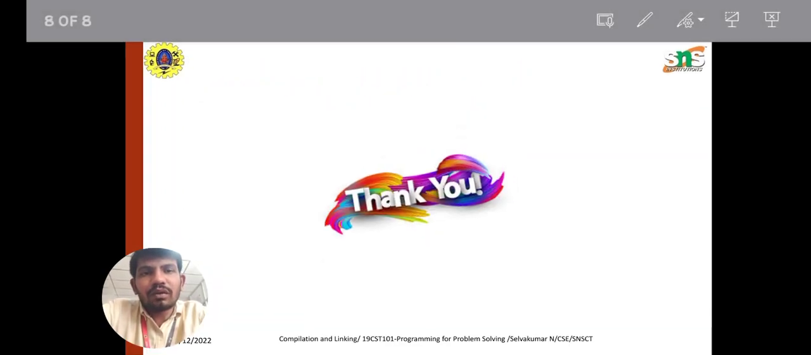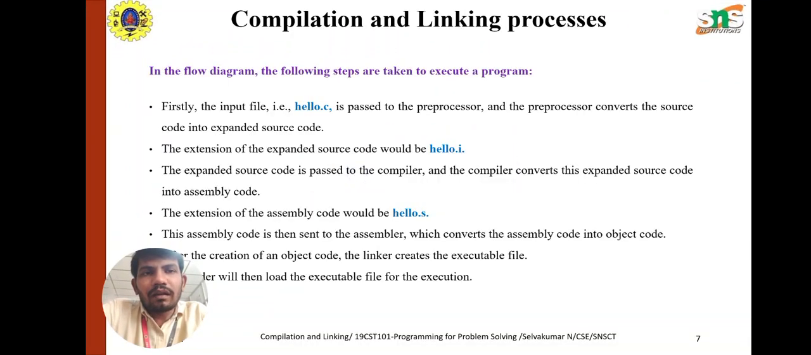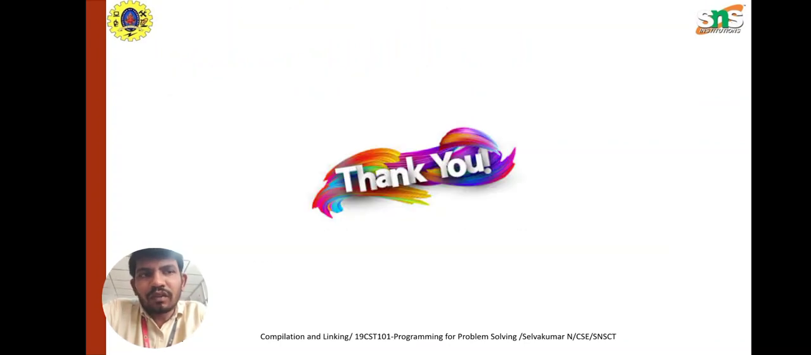So this is about the compilation and linking process. The compiler and the linking process are the main part of C programming, because without object code we cannot execute C programming files.